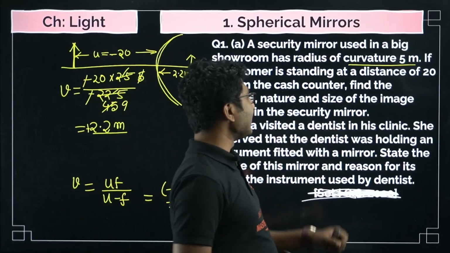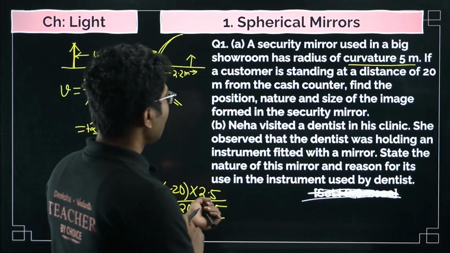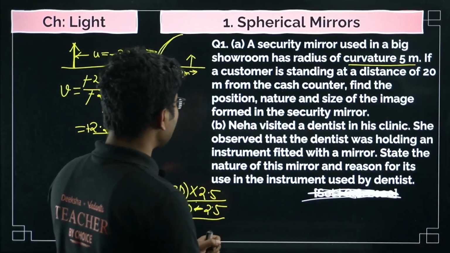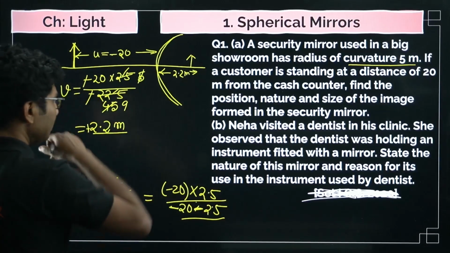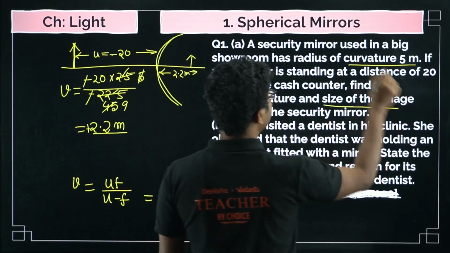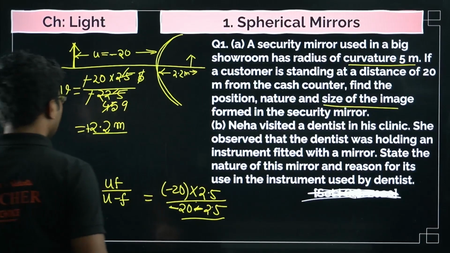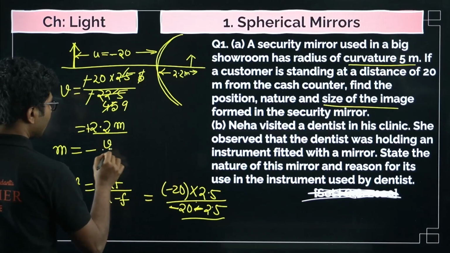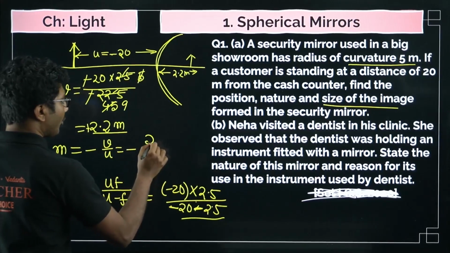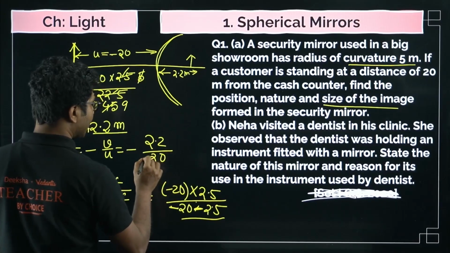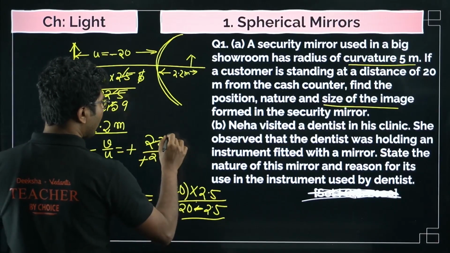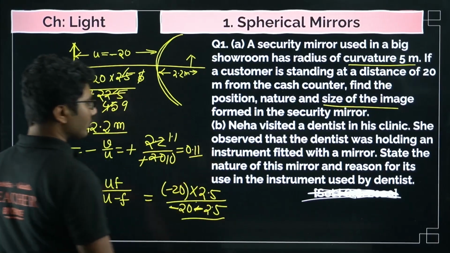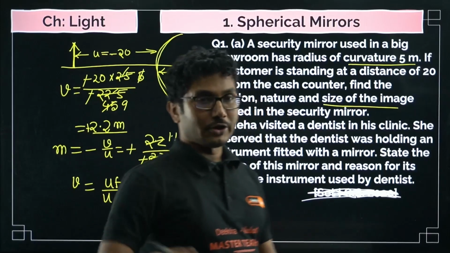And what is the size of the object? The question says the customer is standing at a distance of 20 meter from the cash counter, find the position, nature and size of the image. Size you cannot find, but you can find the magnification because the size of the customer is not given, right? So magnification you can calculate. Magnification is basically minus v by u. So it is minus 2.2 divided by minus 20. So minus minus cancels. So you will get 1.1 by 10, so that will be 0.11 times. So 0.11 times the original size of the object.